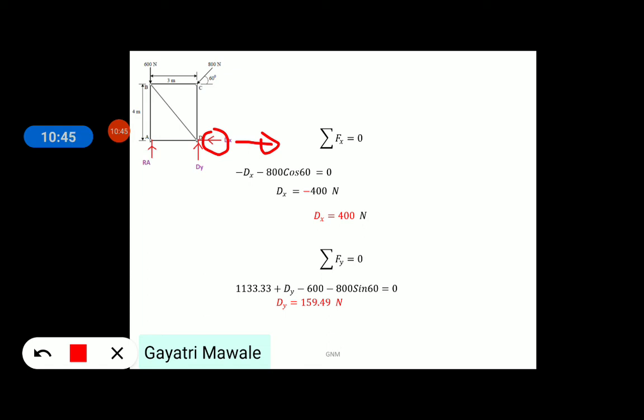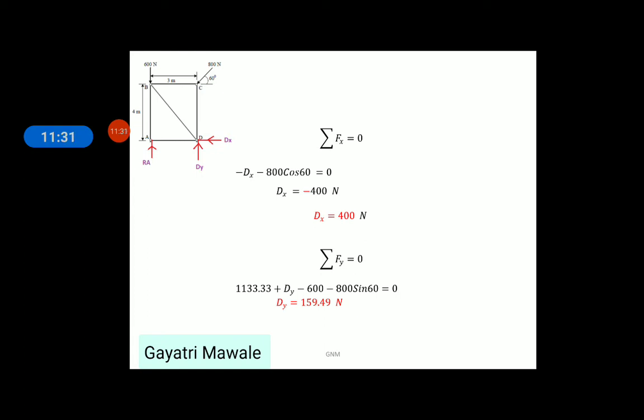Summation Fy equals 0 for the given FBD will give me the value of dy. In the summation Fy equation, dy is vertically upward. Then RA, which we have calculated in the first step, that is 1133.33 Newton, is vertically upward. So positive in this equation, minus 600 minus the vertical component of the 800 Newton force. After making the calculation, we get the answer for dy positive. It means the direction of dy that we have assumed is correct, and its value is 159.49.